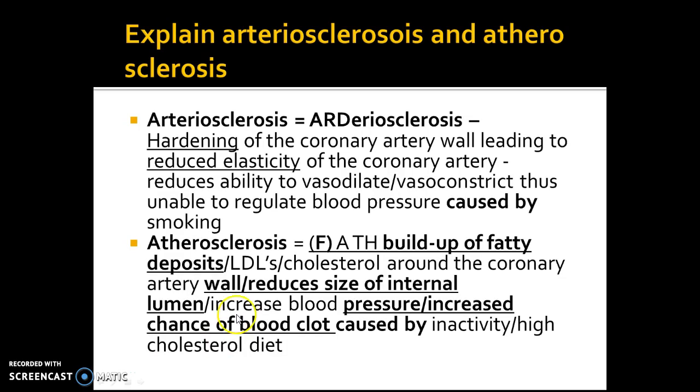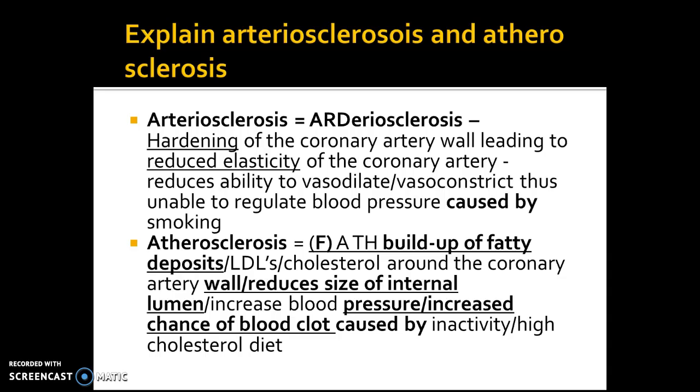So translated, arteriosclerosis is the hardening of the coronary artery wall, leading to a reduced elasticity of the coronary artery. This then reduces the ability to vasodilate and vasoconstrict, thus leading to the inability to regulate blood pressure. And the key cause is smoking. If you're struggling and you just think, do I need to have something else, then you're going on to atherosclerosis.